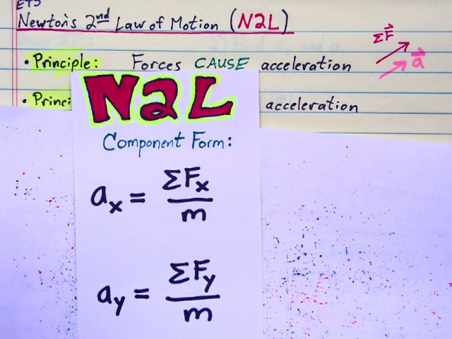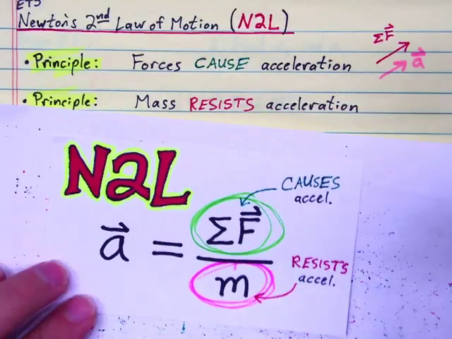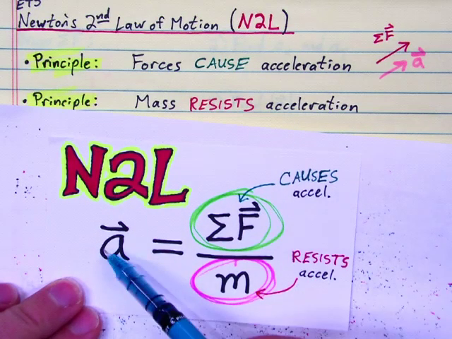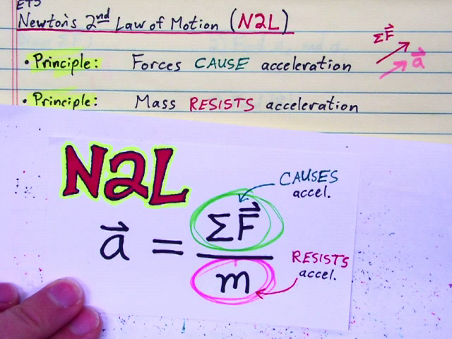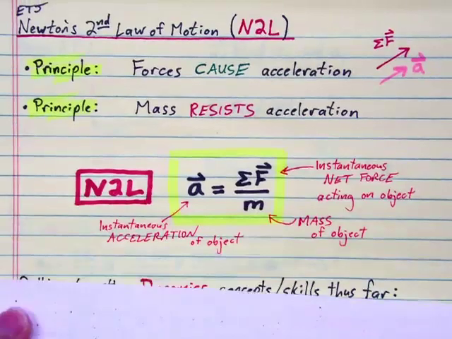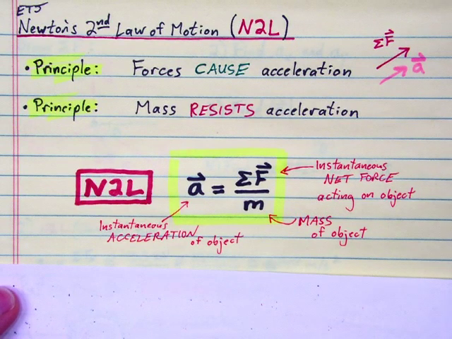And in vector form, we keep clear that it's forces causing acceleration. This is an input and the output. Input, output, right here. Okay, so there we have it, Newton's second law.